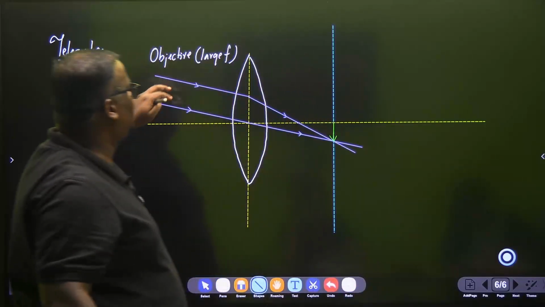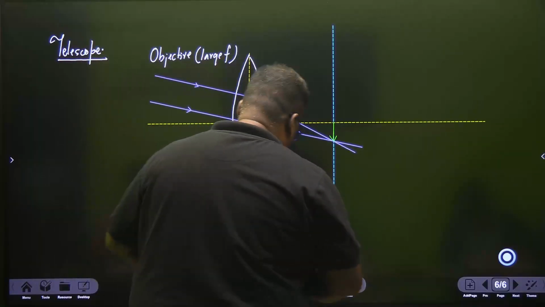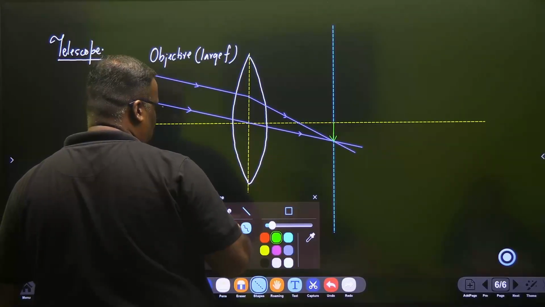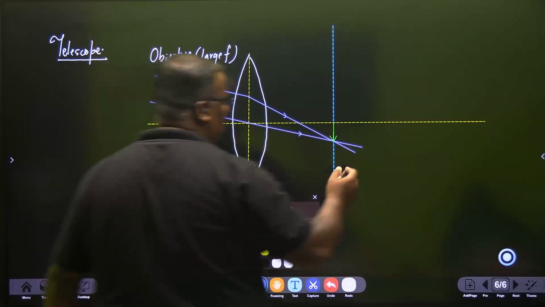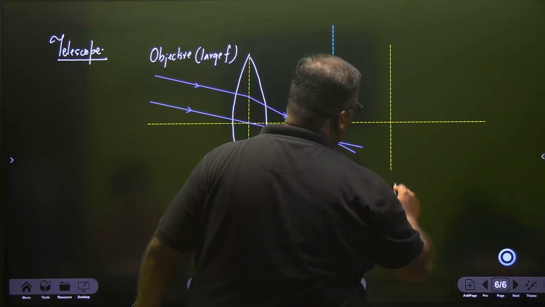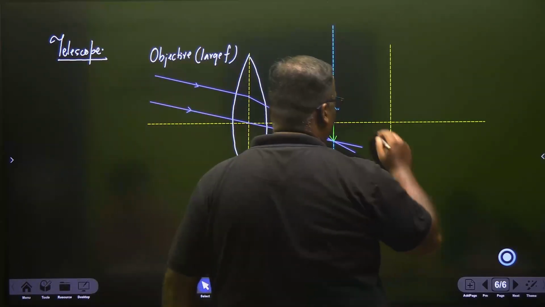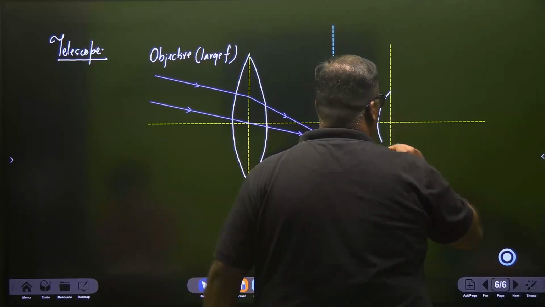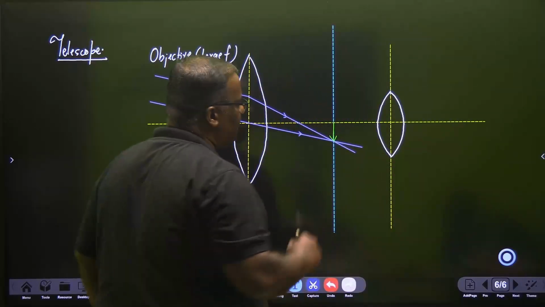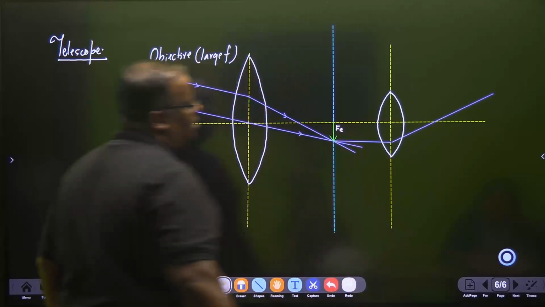So the objective has a large f. It will create your first image. And now we will have our eyepiece. Our eyepiece is so designed that it will have a shorter focal length. So this will be my eyepiece, which will have a shorter focal length, so that deliberately this first image goes and gets settled. And yes, this is exactly the focus of the eyepiece.